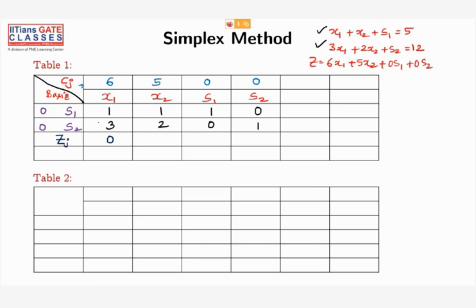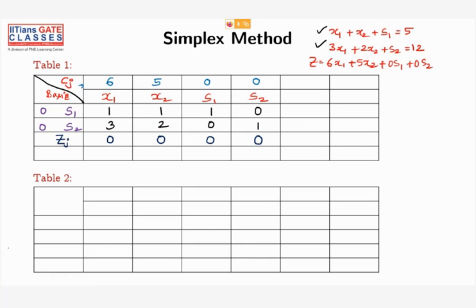Again the same thing. To fill this column it is 0 into 1, 0 into 2, again it is 0. 0 into 0 plus 0 into 1 is 0. So how to fill Zj: you take this value into this plus this into this, put it up here. That's it. Like that you fill the complete Zj values.